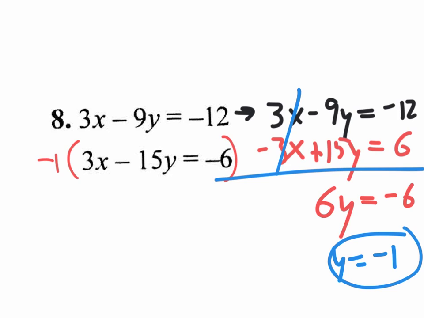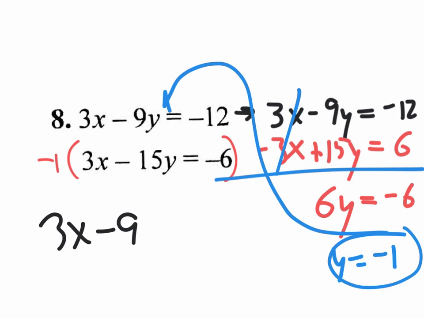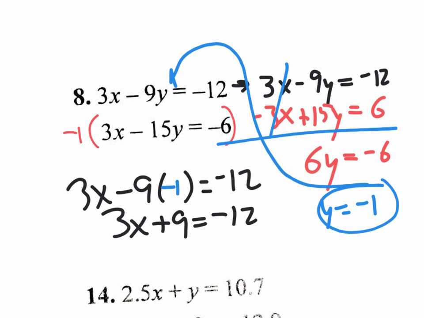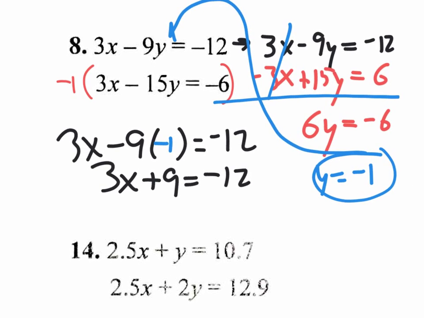There's one answer. All you got to do is plug it in to find the other answer. I want to go with the top equation, -1. I'm going to plug it in right here into the y. So it's going to be 3x minus 9y, but instead of y, I'm putting a -1, equals -12. Okay, so I really have 3x plus 9 equals -12. And let's solve this thing. I want to subtract 9 on both sides, and I'll get 3x equals -21. Because if I subtract 9 from -12, it becomes -21.